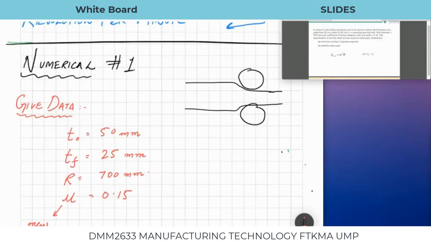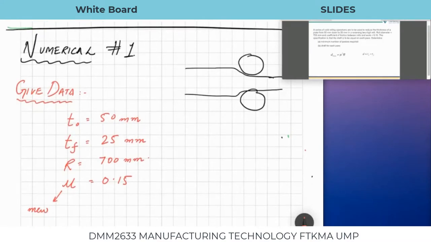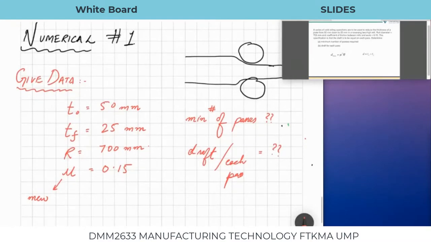Okay, so there is no minimum number of passes formula, so we are going to just use our common sense. Minimum number of passes required is unknown. And what is the draft per pass? Draft for each pass is also unknown. Now the problem is, this is the given data. So you already get 3 out of 3 if you write this.